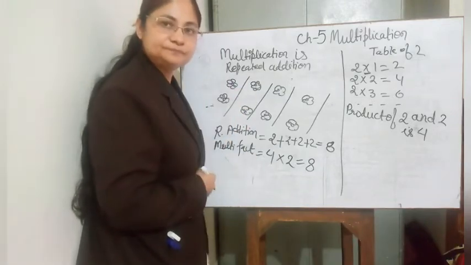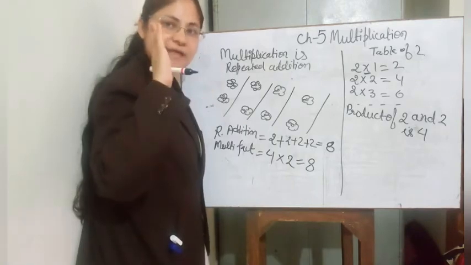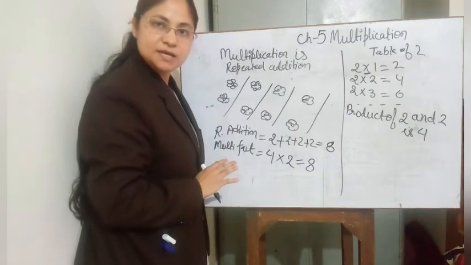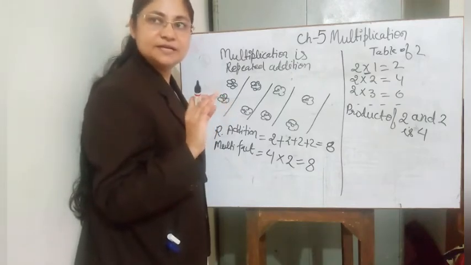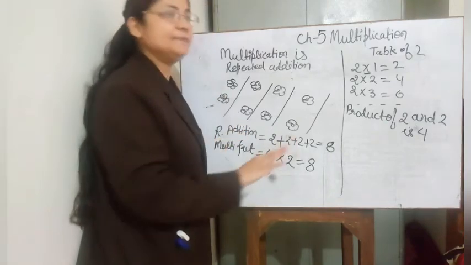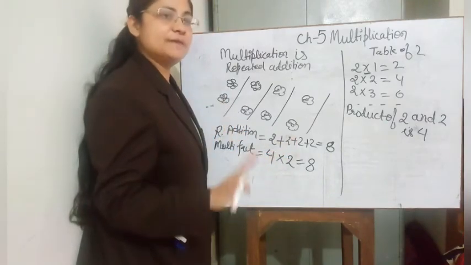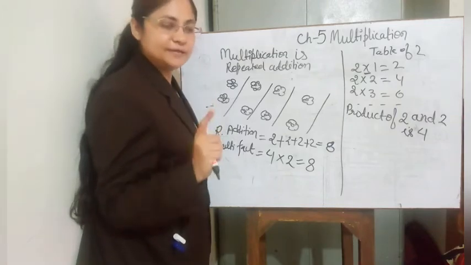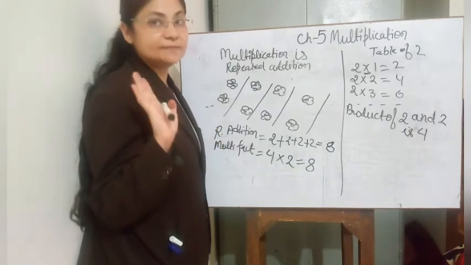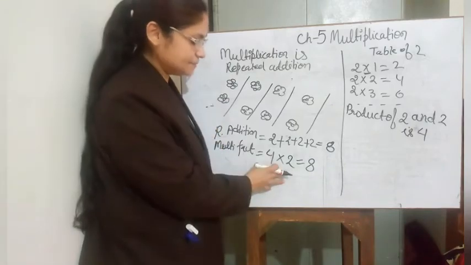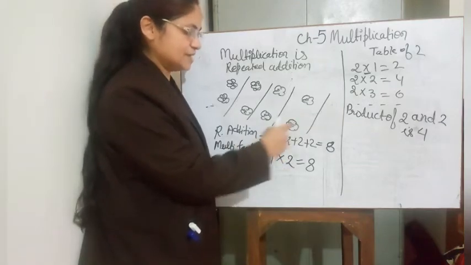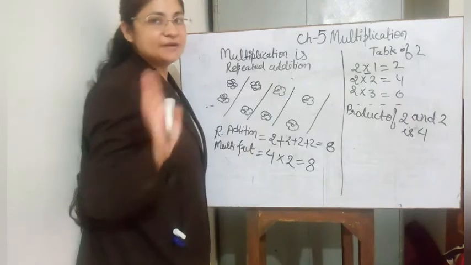For example, 50 you have to add 100 times. 50 plus 50 plus... How many times will you write in your copy? It will be quite inconvenient. So what we are doing, we are choosing multiplication. If 100 times we have to add 50, we will write 100 multiplied by 50. In that way we can do it. For that purpose, it is easy just to write 4 into 2 instead of 2 plus 2 plus 2 plus 2. It was 4, so we have written it easily.